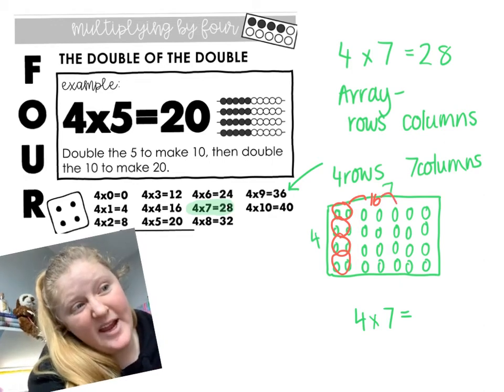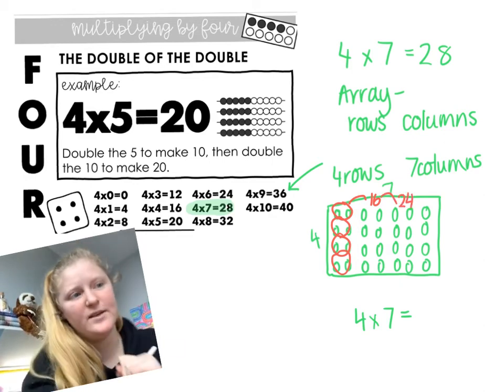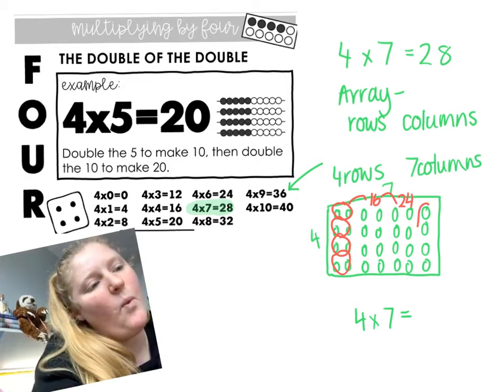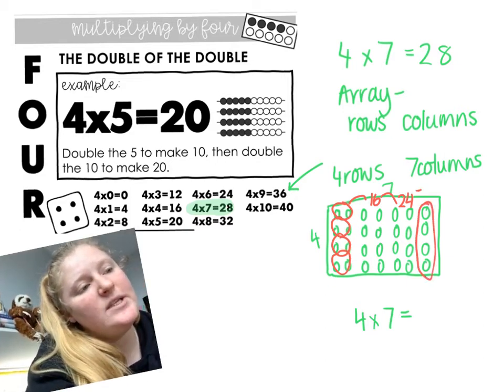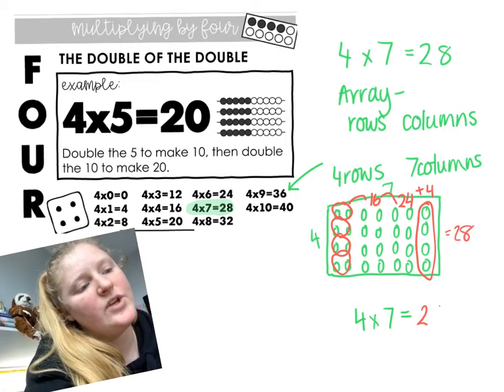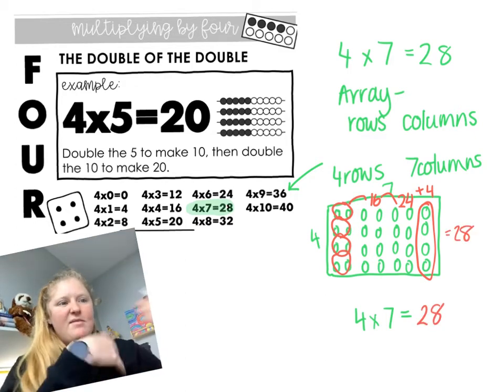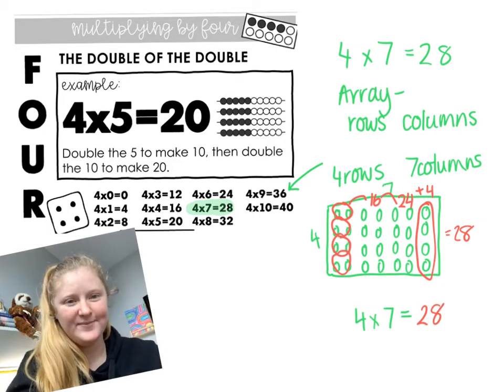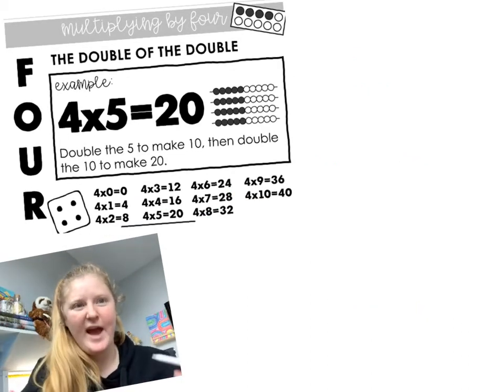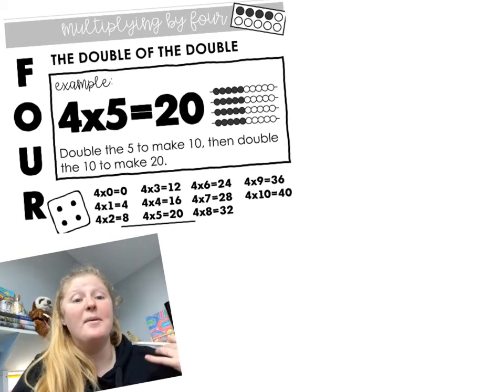Plus 8 more is 24. And then I've got one set left. So 24 plus 4 is 28. So I've worked out using an array that this is 28. Now I'm going to show you how an array can help us with division.